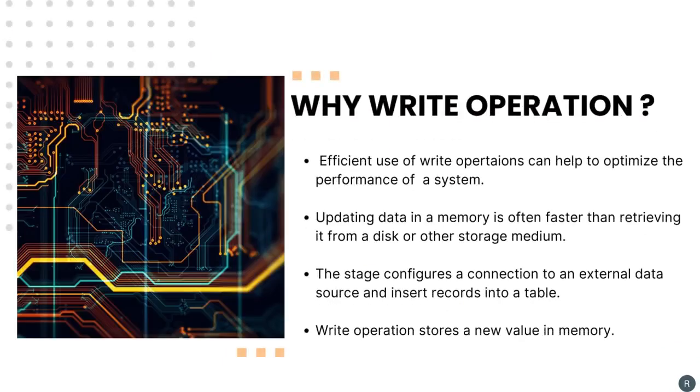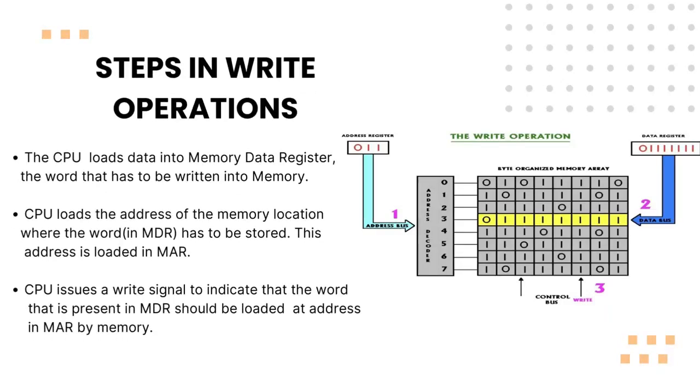Why write operation? Why do we use write operation or why we perform it? There are some points. Efficient use of write operations can help to optimize the performance of a system. Updating data in a memory is often faster than retrieving it from a disk or other storage medium. The stage configures a connection to an external data source and inserts record into a table. Write operation stores a new value in a memory. So, we have seen storing new data is write operation.